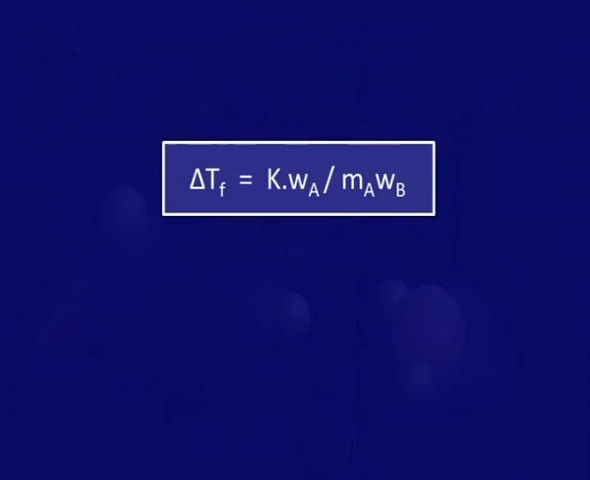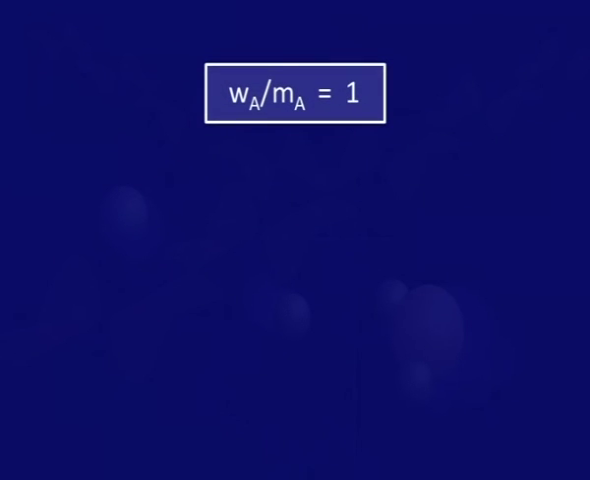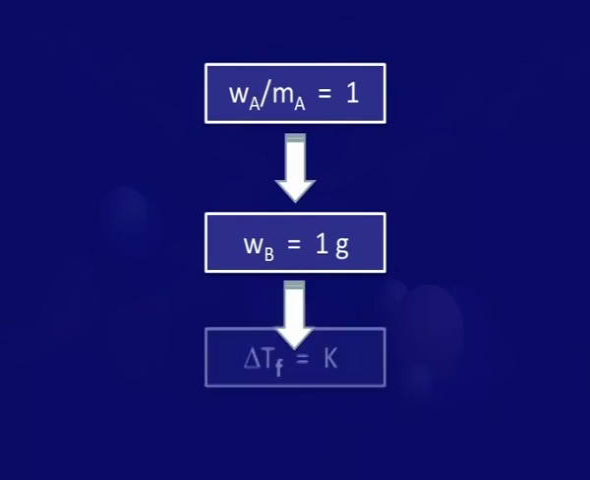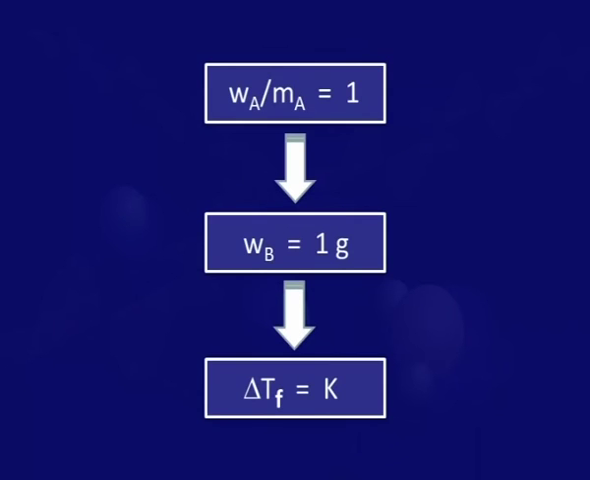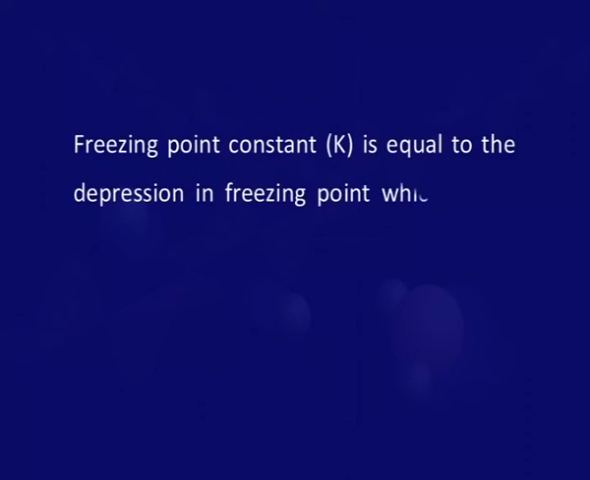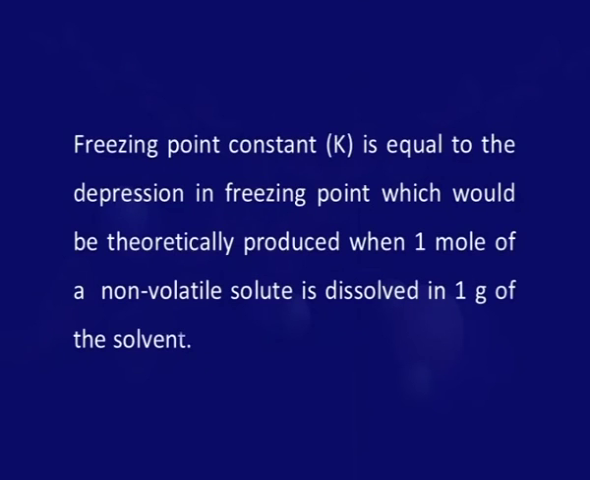Putting a constant k, we get the expression delta Tf equal to k into Wa upon Ma into Wb. Here k is called the depression constant. If we take 1 mole of solute, that is Wa upon Ma equal to 1, in 1 gram of solvent, which means Wb is equal to 1, delta Tf will be equal to k. Hence, k, the freezing point constant, can be defined as the depression in freezing point when 1 mole of the solute is dissolved in 1 gram of the solvent.